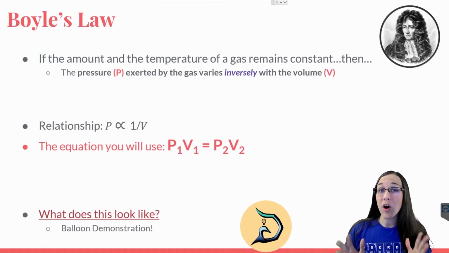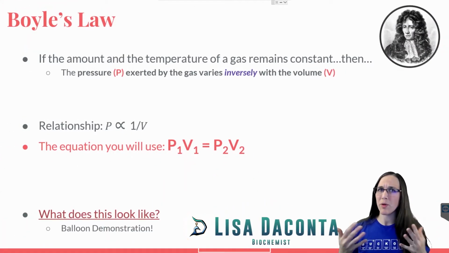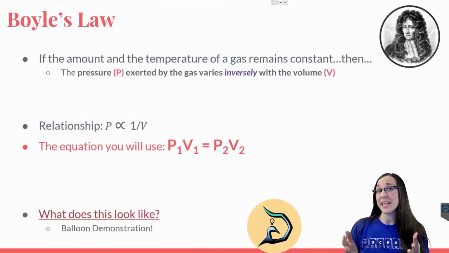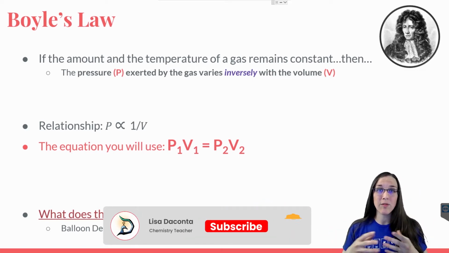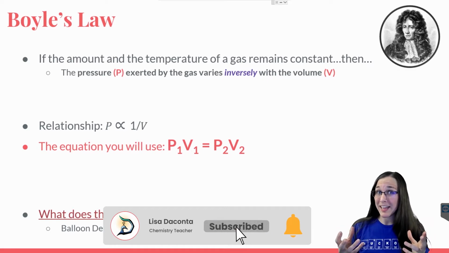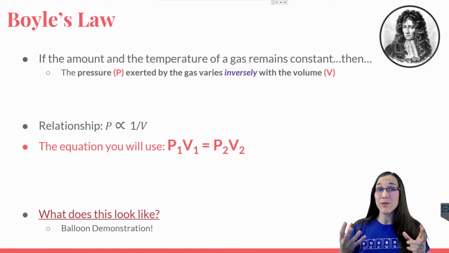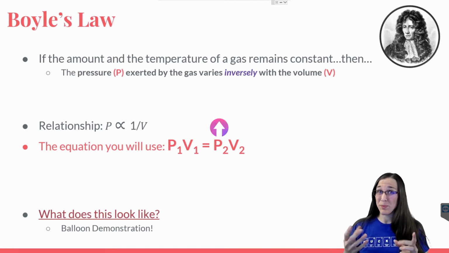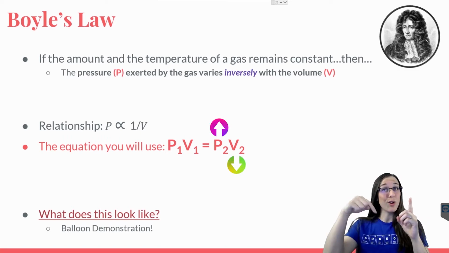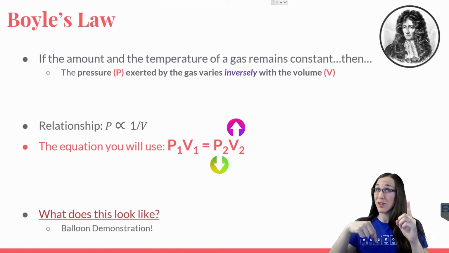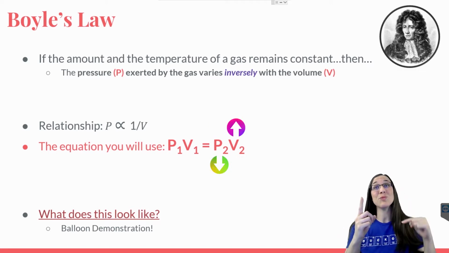Now, before we can solve that problem, we need to understand what Boyle's law is even talking about. We're going to assume that the amount of a gas and the temperature of a gas are remaining constant. Then we can say, if those are the cases, that the pressure and the volume will vary inversely. That means that as the pressure goes up, the volume will go down, and vice versa. If the volume goes up, the pressure will go down.